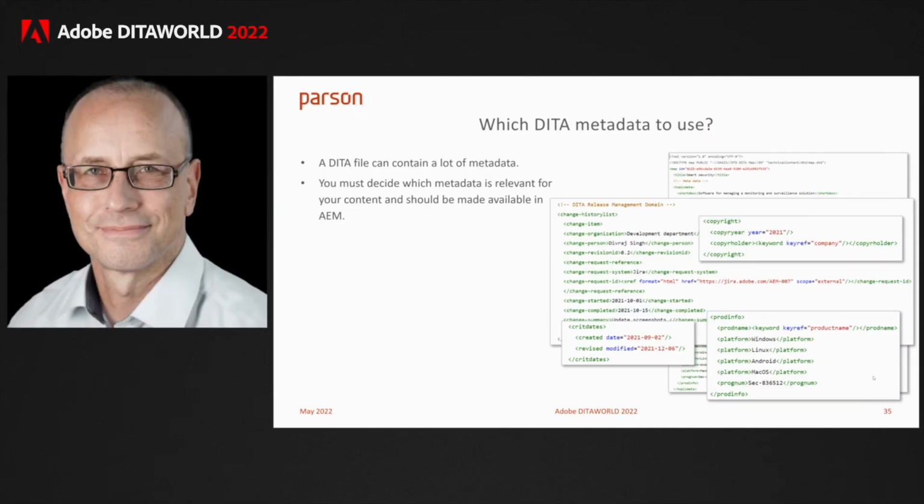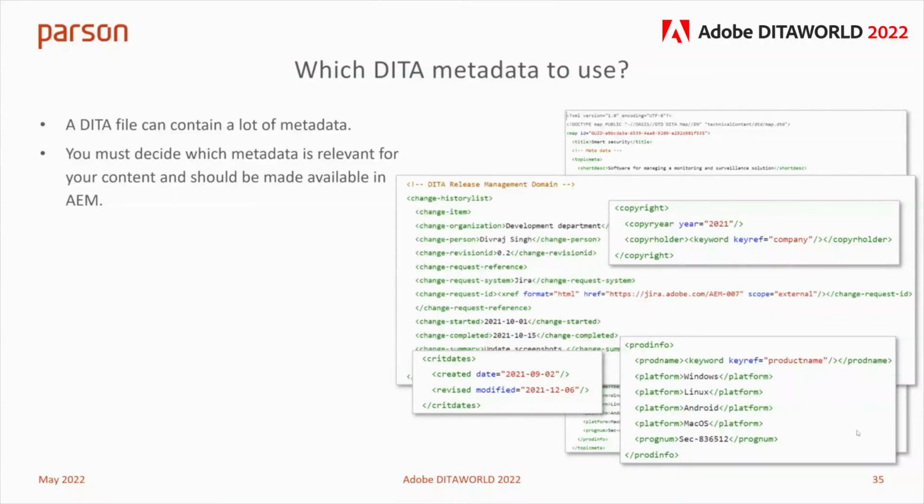Let's look at an example, because some of the metadata is probably not needed at all, so you can ignore it. Some metadata might be better handled by AEM itself, because there's already a similar metadata mechanism available there. But on the other hand, there might be useful information in the DITA files themselves that you want to make available to the user for enhancing the user experience. Okay, let's look at the example.